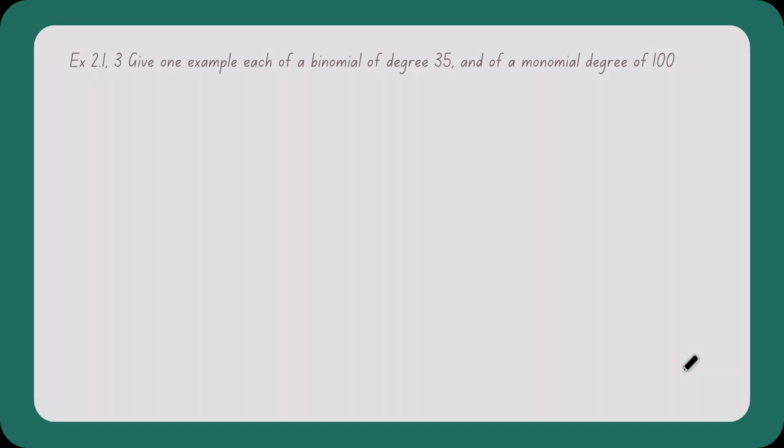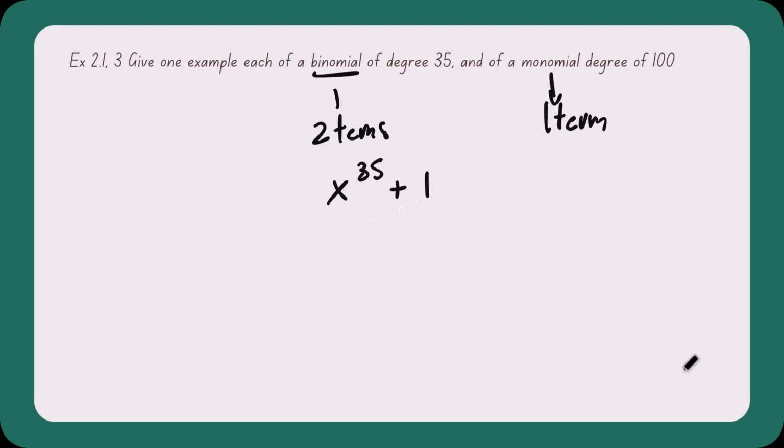Next one, give one example of a binomial of degree 35 and a monomial of degree 100. So this is very easy. Binomial means what? There are two terms, correct? And monomial means one term, right? So you can take any example, make sure there is an x, that's all. So I can write x raised to 35 plus 1, two terms, right? And I can write a monomial of degree 100. The same way I can write x raised to 100, that's it, one term, right? So that's how you can do it.